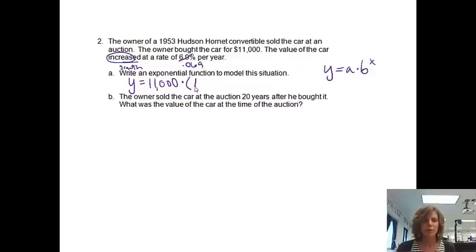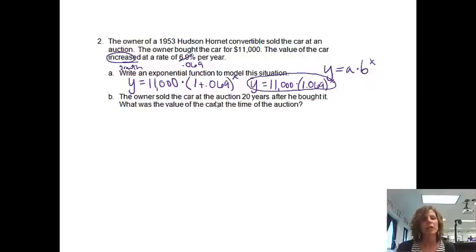If I want it to grow, we're going to do 1 plus 0.069, because that will give me a number bigger than 1. And then if I rewrite this, we'll have y equals 11,000 times 1.069 raised to the x power. Now if you're getting good at these, feel free to skip this first equation. We really just want this final equation as our answer. All right, so that's the first part.